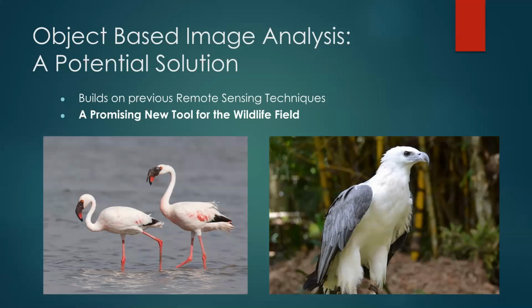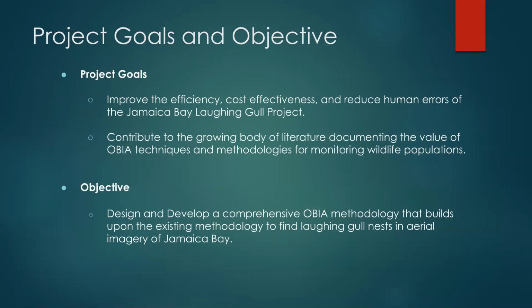However, it's still not a widely used technique in the wildlife field, which presented us with a gap to contribute to the growing understanding of this methodology. So we developed the following goals to leverage object-based image analysis technology to improve the laughing gull nest survey at Jamaica Bay. First, I wanted to improve the efficiency, cost effectiveness, and reduce human errors of the Jamaica Bay Laughing Gull project, as well as contribute to the growing body of literature documenting the value of these techniques and methodologies for monitoring wildlife populations. And this would primarily be accomplished by designing and developing a comprehensive object-based image analysis methodology that built upon the existing methodology we had to find laughing gull nests in the aerial imagery of Jamaica Bay.